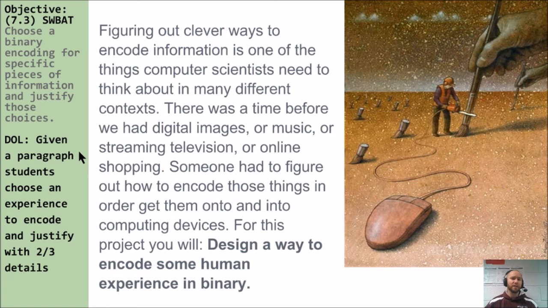Figuring out clever ways to encode information is one of the things computer scientists need to think about in many different contexts. There was a time before we had digital images or music or streaming television or online shopping. Someone had to figure out how to encode those things in order to get them onto and into computing devices. For this project, you will design a way to encode some human experience in binary.